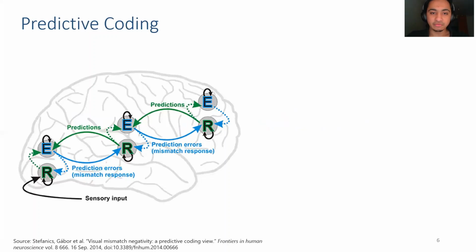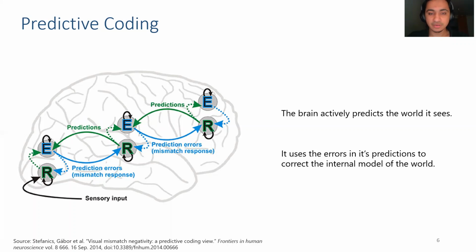We start with predictive coding, a prominent theory in neuroscience. Predictive coding posits that the brain actively predicts the world it sees and then uses the errors made in the predictions to correct its internal model of the world.